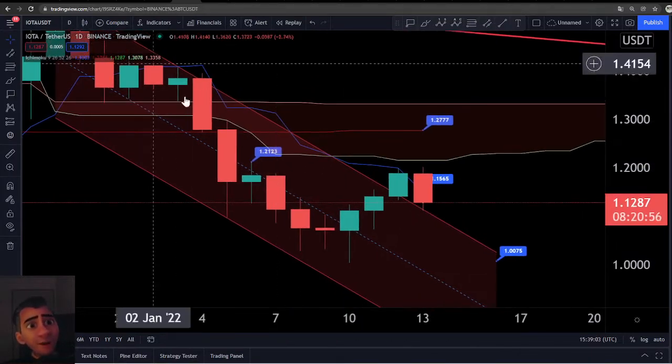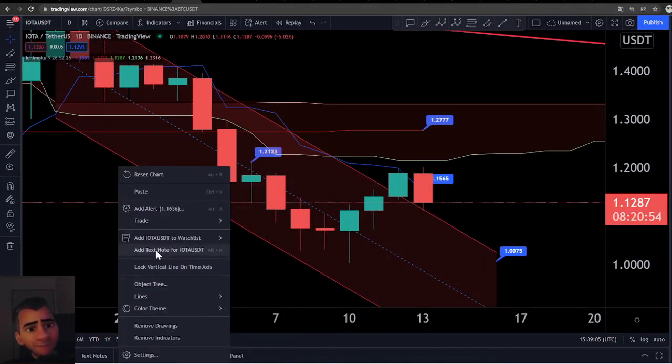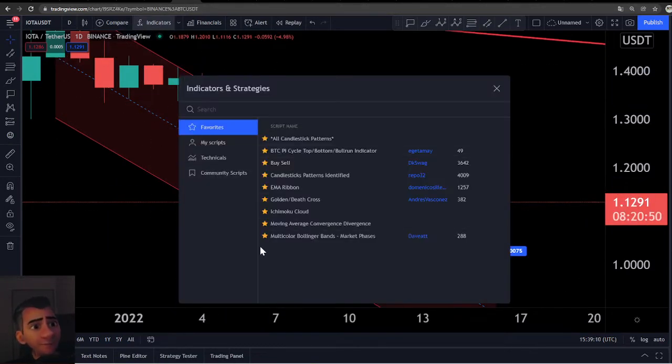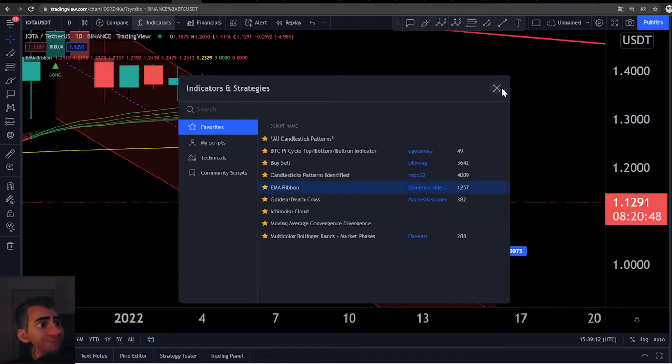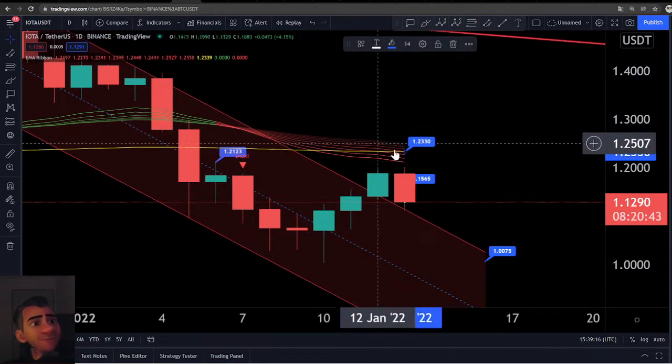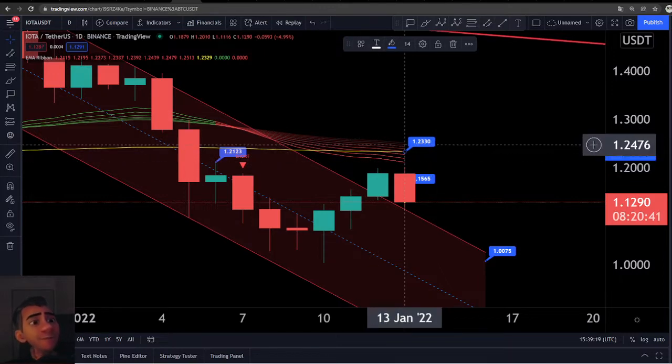Now let me check on the daily. Remove this indicator. What's going on with the ribbon band? Ribbon band is here, EMA 200 is here, so much resistance is here. This is a big problem. We need to fight back.